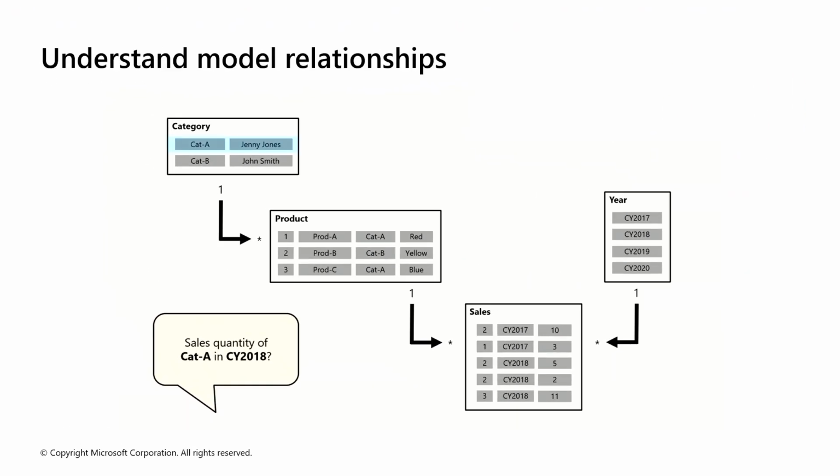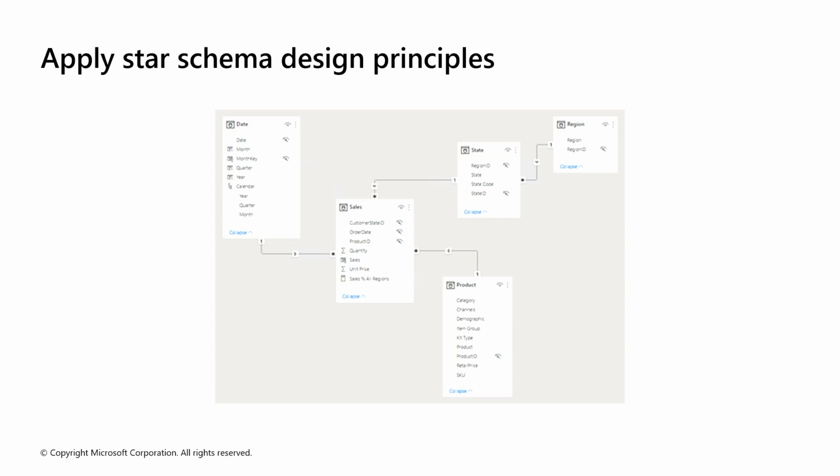Now that we have a better understanding of what model relationships are, our next case to crack is the star schema. We recommend you apply star schema design principles to produce a model comprising dimension and fact tables. It's common to set up Power BI to enforce rules that filter dimension tables, allowing model relationships to efficiently propagate those filters to fact tables.